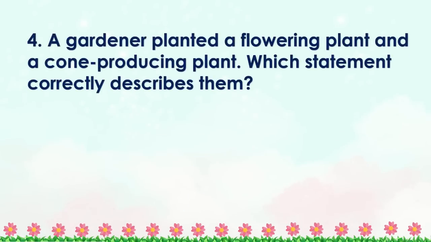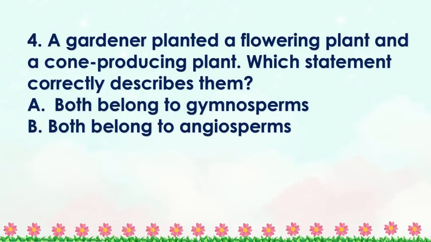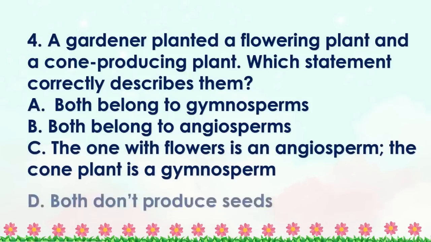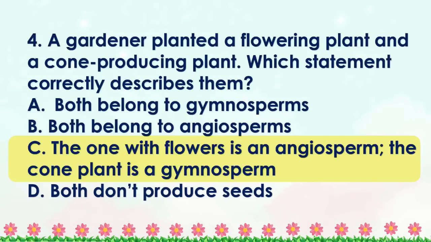A gardener planted a flowering plant and a cone-producing plant. Which statement correctly describes them? Letter C. The one with flowers is an angiosperm. The cone plant is a gymnosperm.